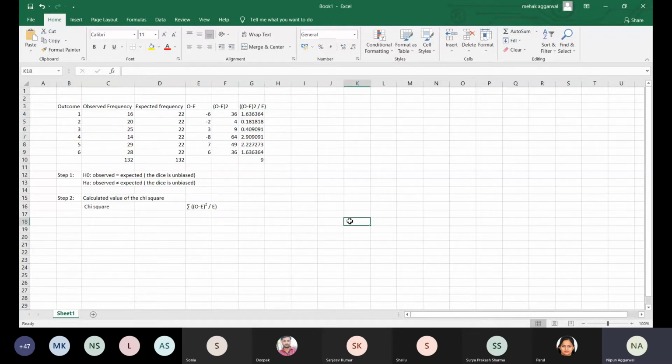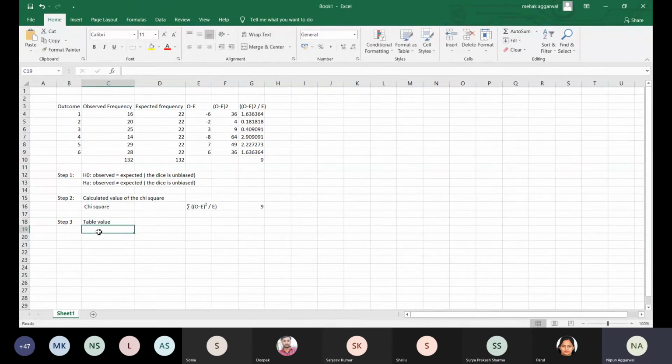So we have the chi-square calculated value here in this particular example. The chi-square calculated value comes out to be 9. Fine. So ultimately we get the calculated value of all this by applying this. It comes out to be 9. Fine. Now the step 3. So step 3 is the table value.